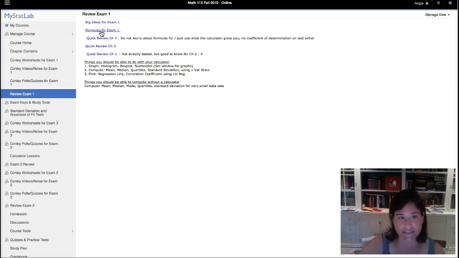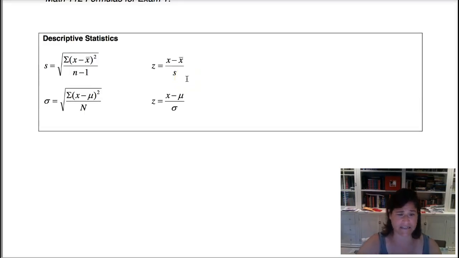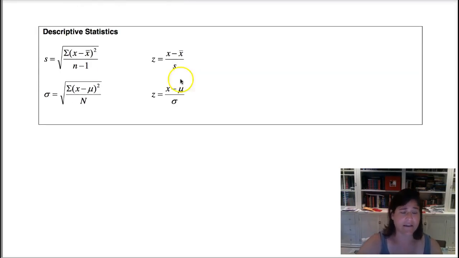But I do want to note that even though I'm giving you these formulas, a lot of the formulas are done on your calculator. So these are the only formulas. This is the standard deviation for a sample done by hand. This is for the population standard deviation done by hand. If I were to ask you to do these by hand, it wouldn't be a massive data set.